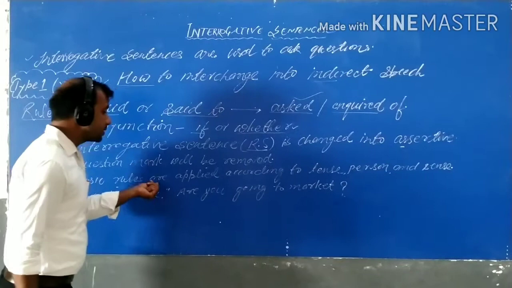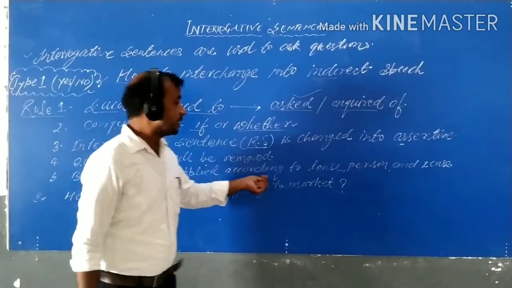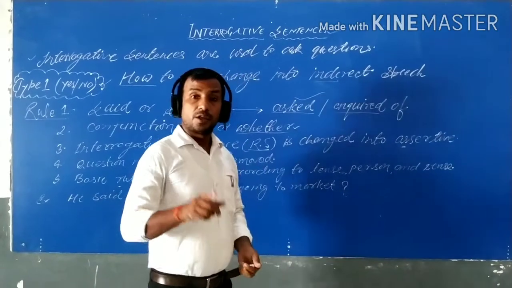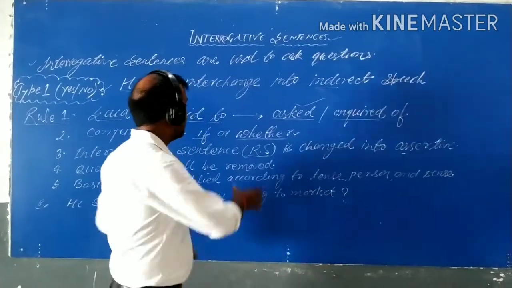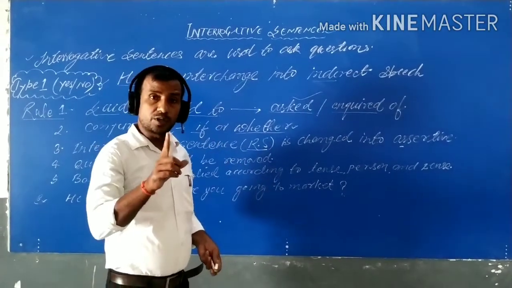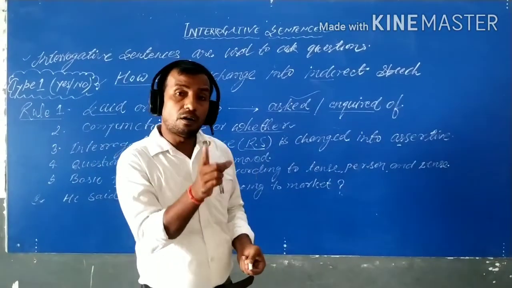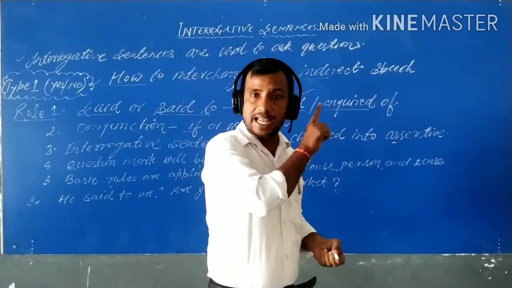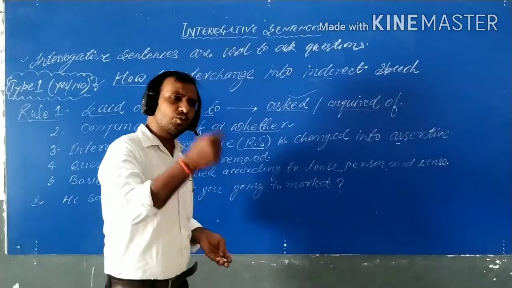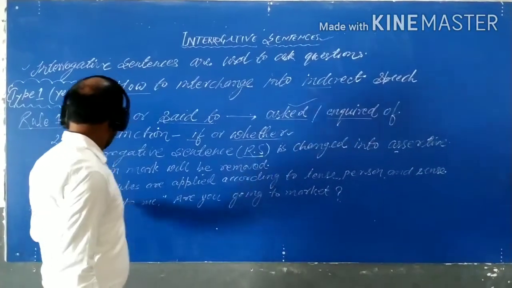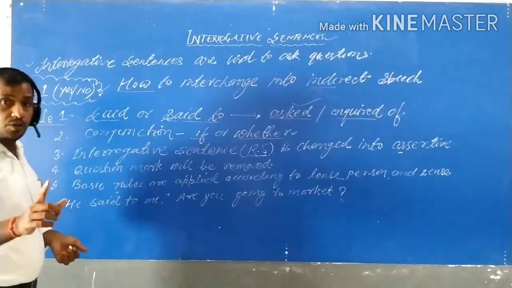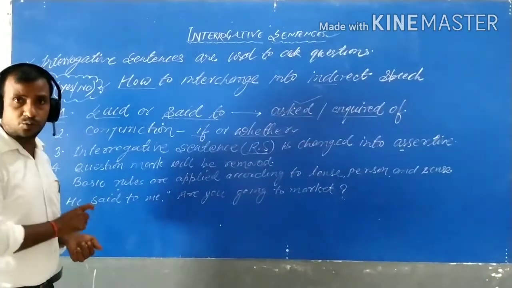Now basic rules are applied according to tense, person and sense. That means you never forget these things; you have to apply all the basic rules which have been described. That means person and tense rules will be applied. And so I have given an example, and you just give your complete attention to the sentence.